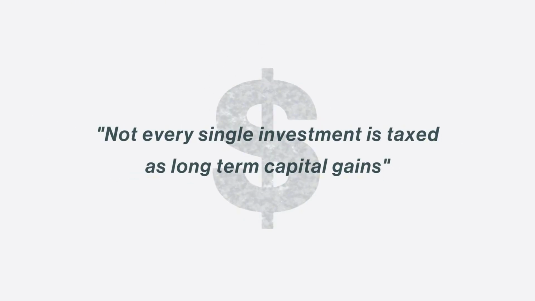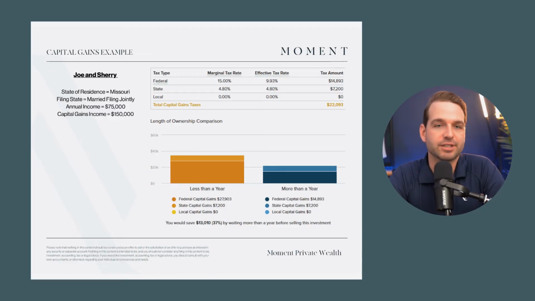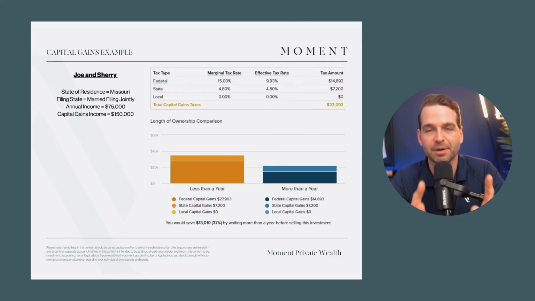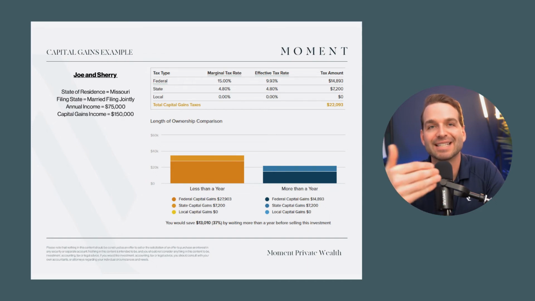Now, I want to give you an example of how this works, because not every single investment that you make is going to get taxed at long-term capital gains rates. Remember, I've been saying that this whole video. Here's what I mean. Let's use an example. Joe and Sherry, their state of residence is Missouri. Their filing status, remember how we talked about that's important, is married filing jointly. They have an annual earned income from their job of $75,000. But this year, they're going to have a capital gain of more than $150,000. And that came from them selling a stock that they owned.